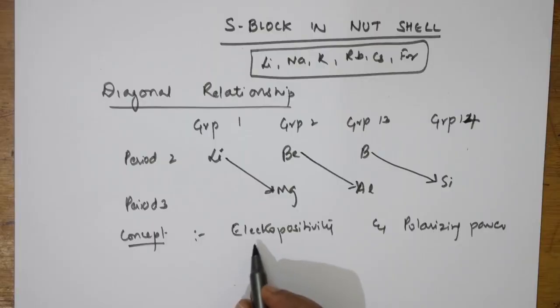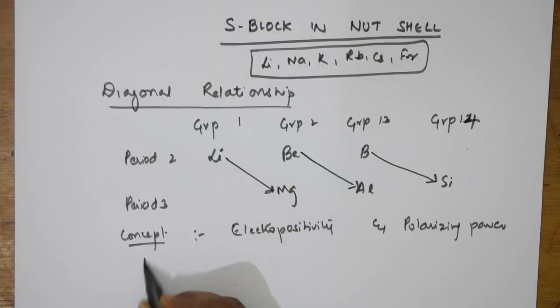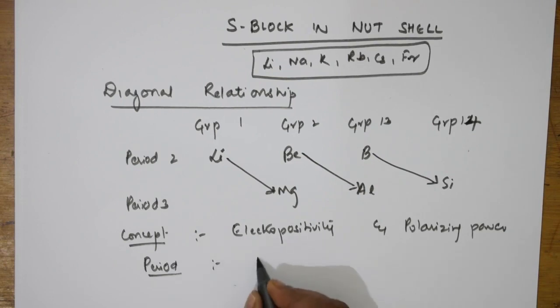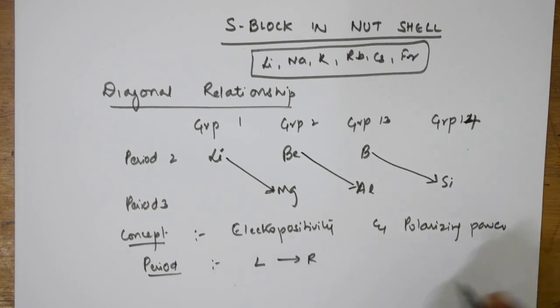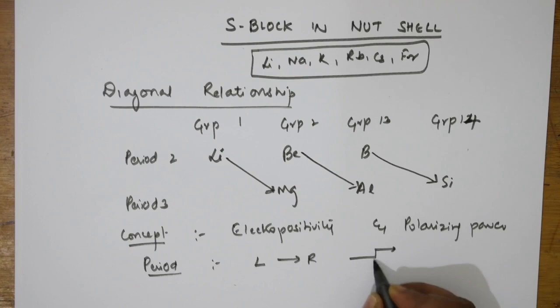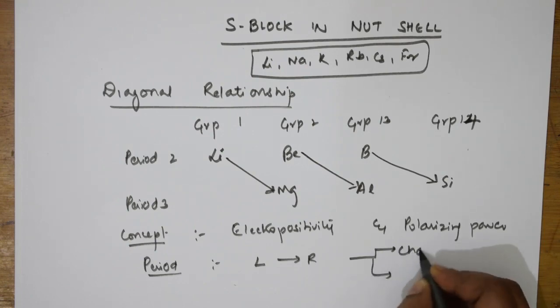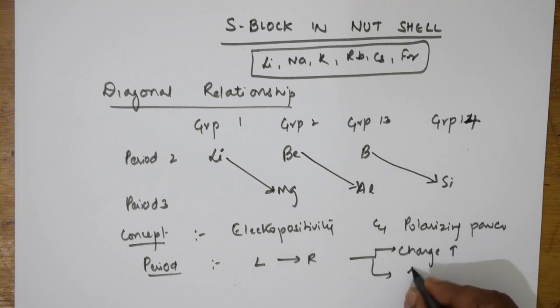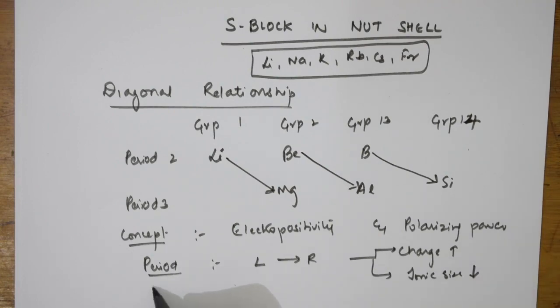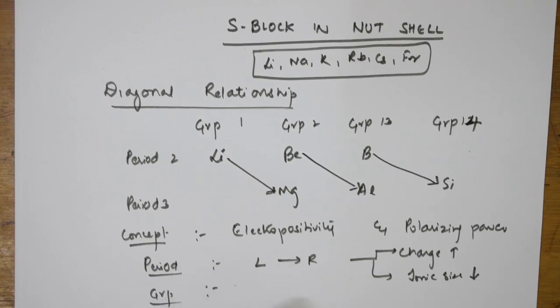Thank you so much. So here, if I have to speak in terms of a period, so in a period, when I go from left to right, what are the concepts which you should remember? In left to right, charge increases. Ionic size decreases when I go from left to right because it keeps adding to the same shell. Ionic size decreases, correct?